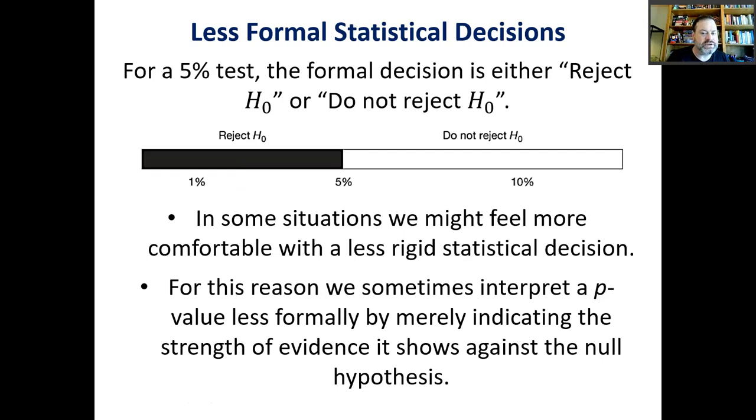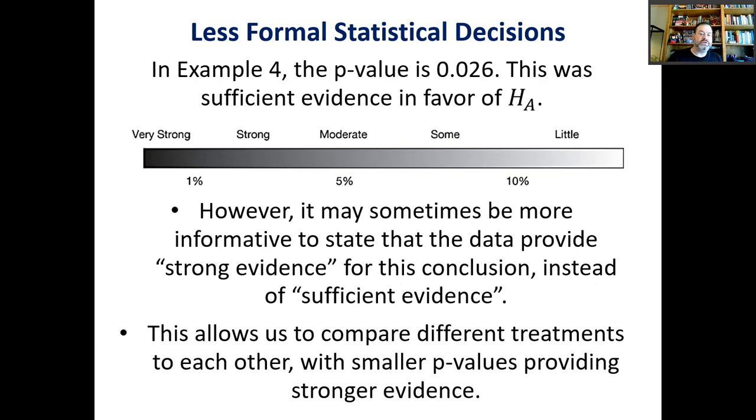But in some situations, we might feel more comfortable with a less rigid statistical decision. That will become clear in the next section why that is true. For this reason, we sometimes interpret a p-value less formally by merely indicating the strength of evidence it shows against the null hypothesis. So the strength of evidence chart, instead of a black and white boundary, you blur the boundary, where a darker color would mean stronger evidence against the null.